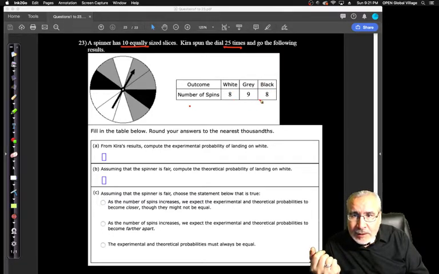If you add them together, you get 17 plus 8. There's your 25 spins.